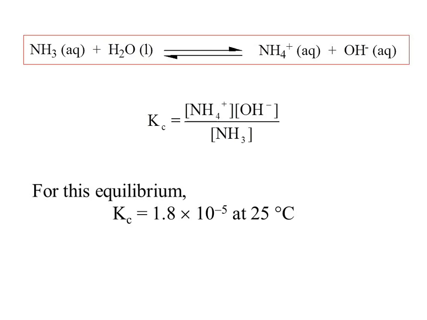By the way, this equilibrium constant is kind of on the low side. So what? It looks like it favors the reactant side. At equilibrium, the molar concentration of ammonia will be more than the products.